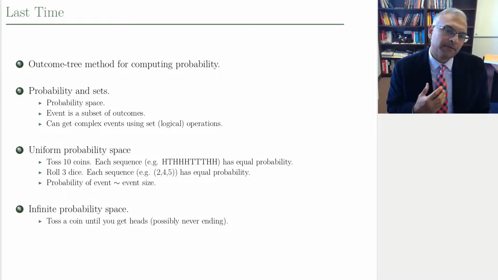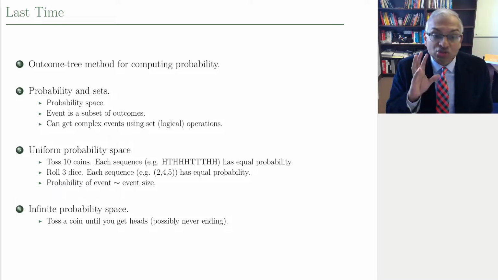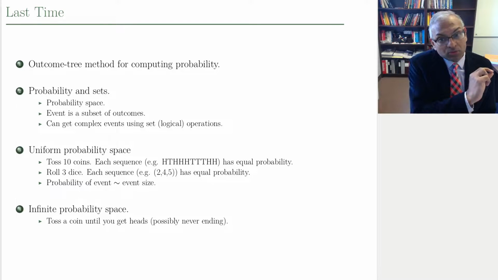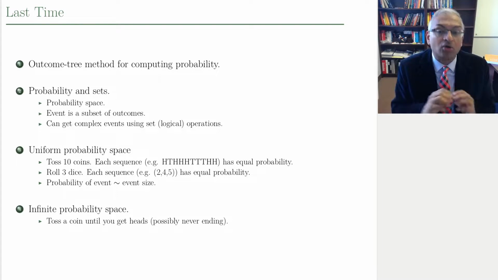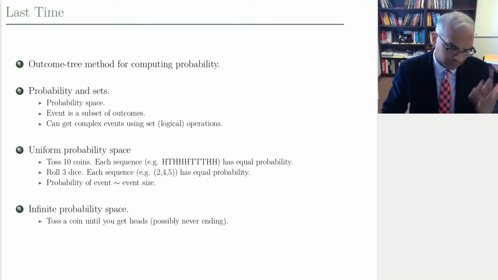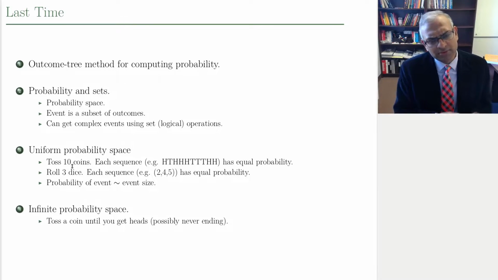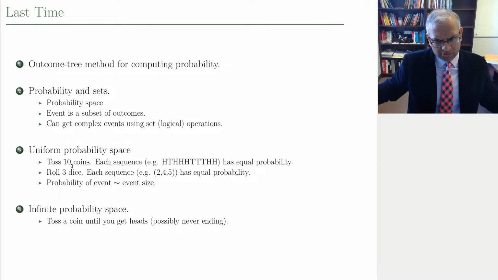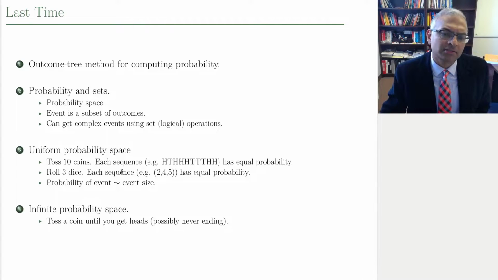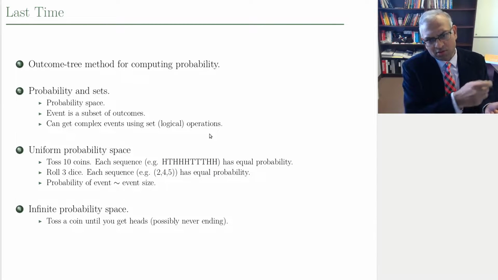Now, a very convenient situation is when the probability space is uniform. What that means is the outcomes, however many you have, are all equally likely. Here are a couple of examples from the real world. If you flip 10 coins, you get this big tree. At the leaves of the tree will have 2 to the 10 outcomes, and you could ask, what's the probability of a particular sequence like this? That's the outcome of flipping 10 coins one by one.